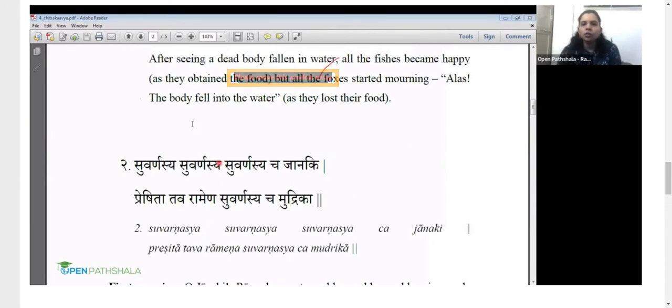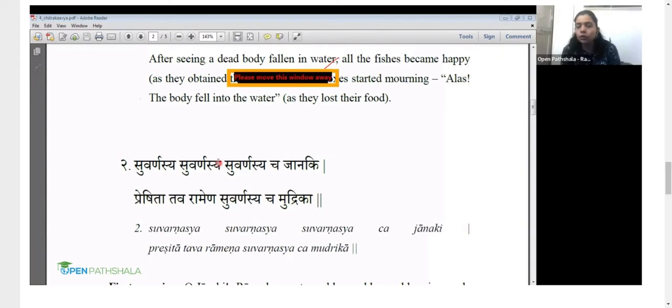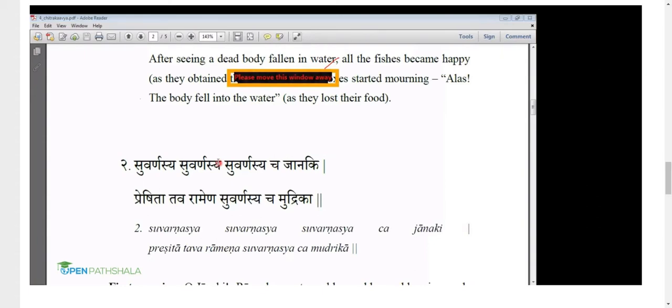Okay. So, suvarnasya, suvarnasya, suvarnasya cha janaki, preshita tava ramena suvarnasya cha mudrika. What do you understand from this verse? What is your first impression after listening to this shloka? Janaki of gold, golden Janaki, is it? No. Suvarnasya mudrika. A golden ring was sent.